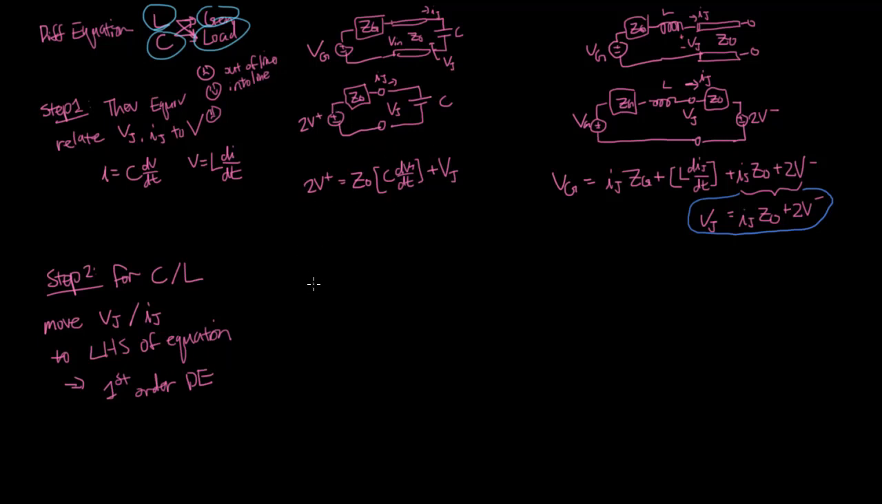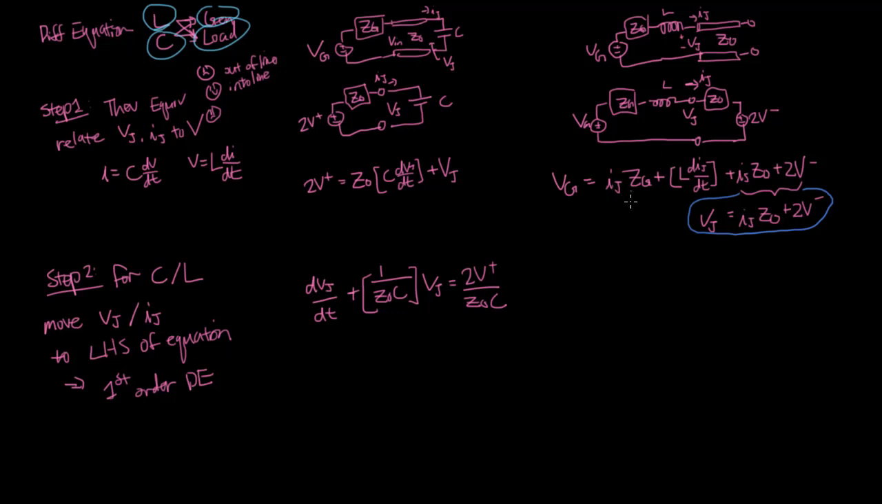So in this case, the first order differential equation is dVj over dt is going to be equal plus 1 over Z0 C. So we divide that over. We divide everything by Z0 C so that the coefficient for dVj dt is equal to 1. Vj is going to be equal to 2V plus all over Z0 C.